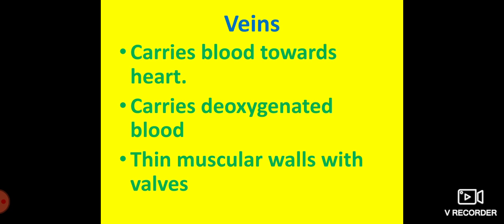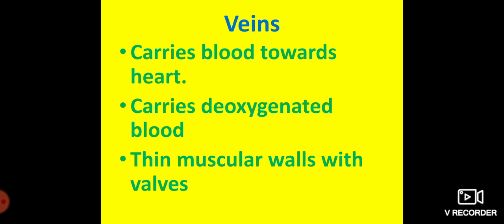Clear that one? Okay. And next, arteries do not have valves except the pulmonary trunk and aorta. So you have to study this point, that arteries lack valves, but veins possess valves. They have valves.